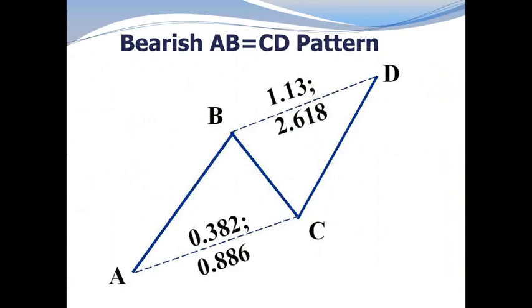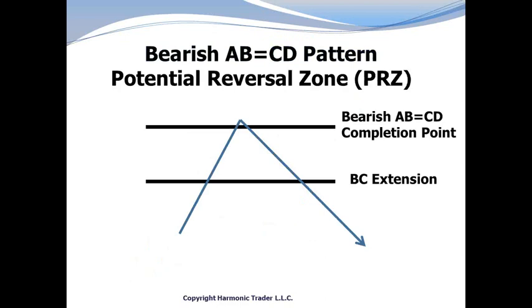Bearish ABCD pattern. The bearish ABCD pattern is two equivalent price legs that possess harmonic ratios. Again, it's always important to look at the C point retracement of the AB leg to determine what is the best suitable BC extension to complement the equivalent completion for the pattern.